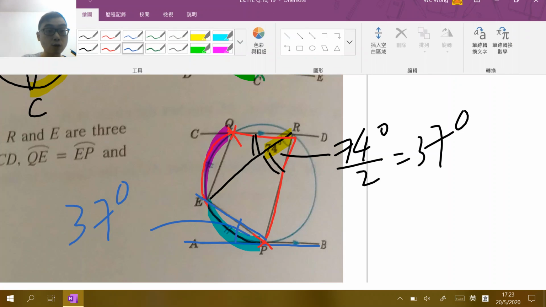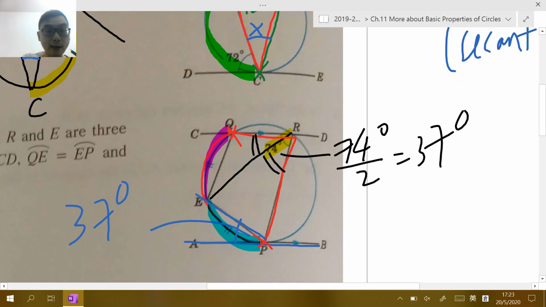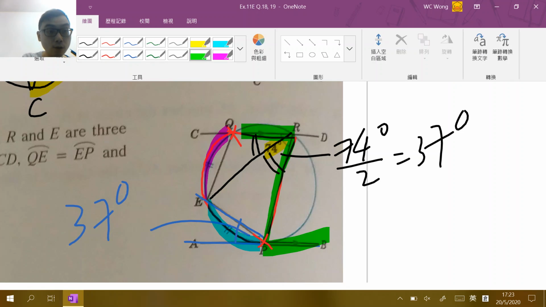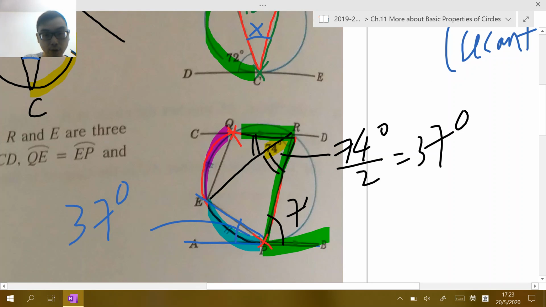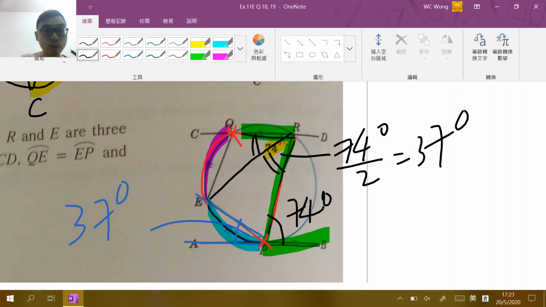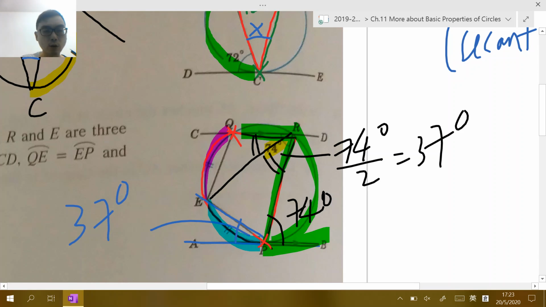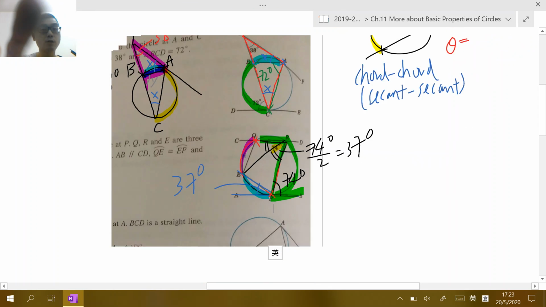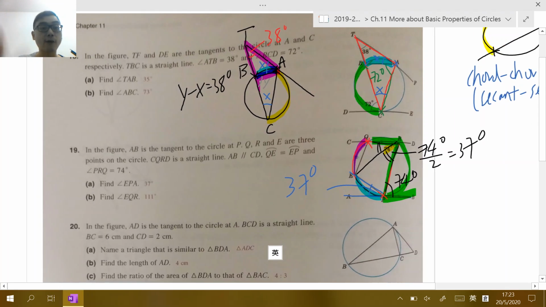If you notice that now you have a parallel line, which is this one, this parallel line can help you find that this one is 74 degrees also. Then you can use once again this chord tangent angle to bring the arc. So the arc will be this one, towards the angle subtended by this green arc. Very easy.